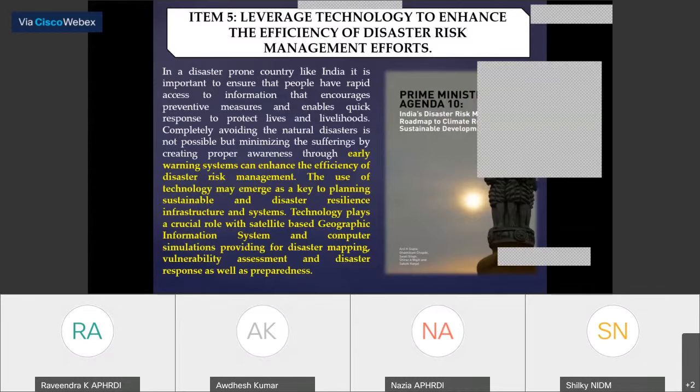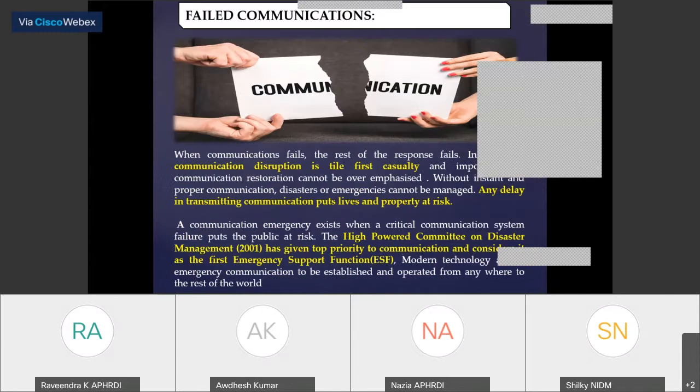So this is a wide aspect where we use geographical information systems and computer simulation for disaster mapping and vulnerability assessment. There are lots of things. This is a scientific era, so this is a highly scoped area now.